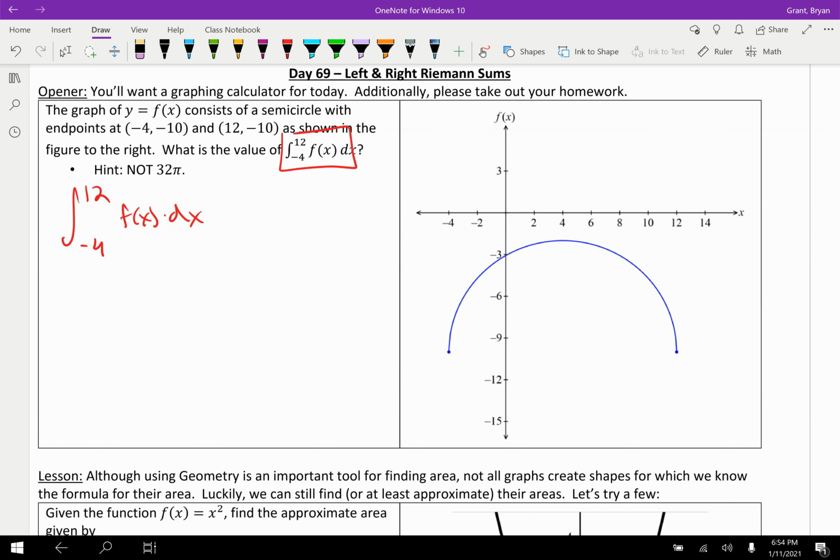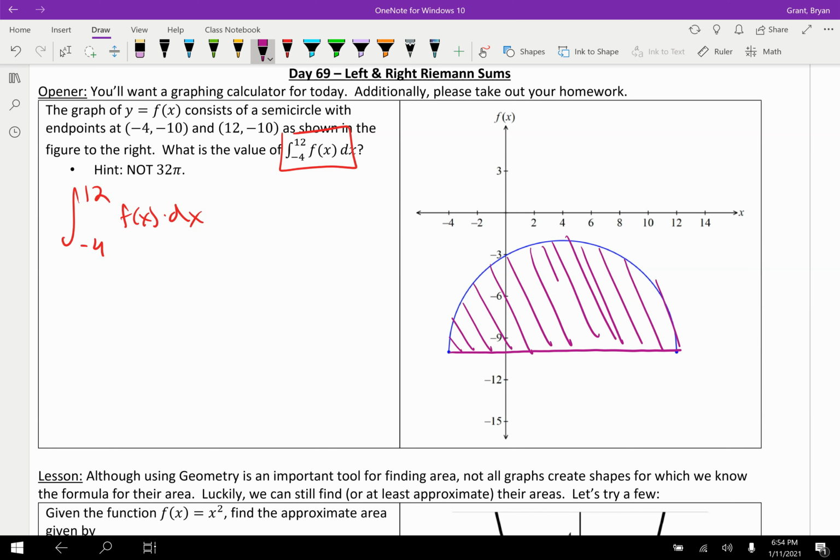I will tell you right now that some of you probably struggled with the fact that the answer is not 32 pi, but I'll show you how you got 32 pi because you do need that later on. You got 32 pi by recognizing that this is a semicircle. And you said, I want to find the area of this semicircle. Well, that is very wonderful of you. So I'll do that because that seems like the cool thing to do these days.